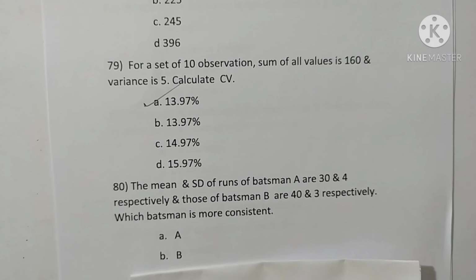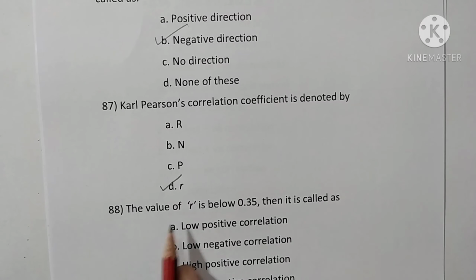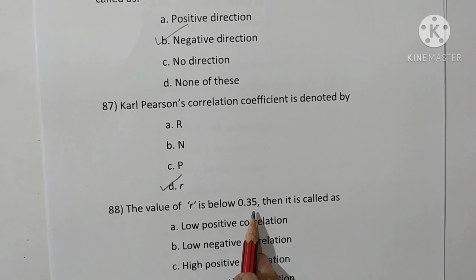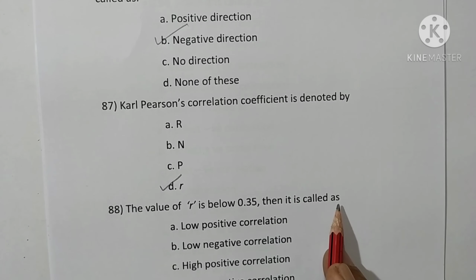If both variables change in the same direction, it is called a positive correlation. Option A is the correct one. If both variables change in opposite directions, it is called a negative correlation. Karl Pearson's coefficient of correlation is denoted by r. Small r, option D is the correct one. If the value of r is below 0.35, then it is called a low positive correlation. Option A is the correct one.